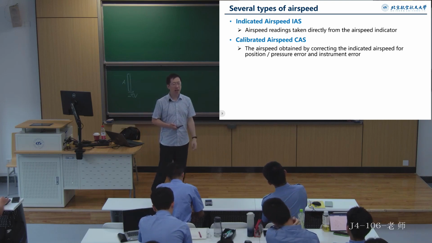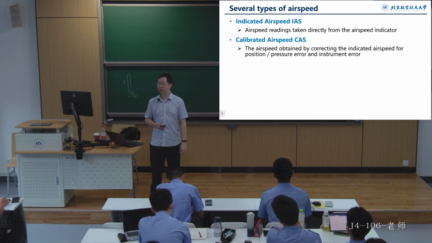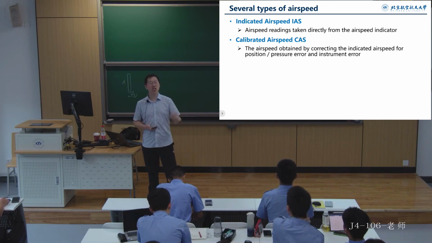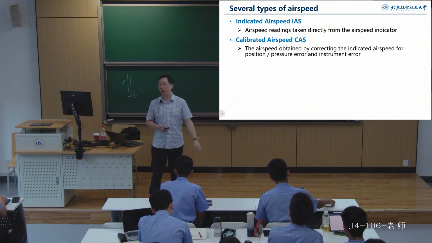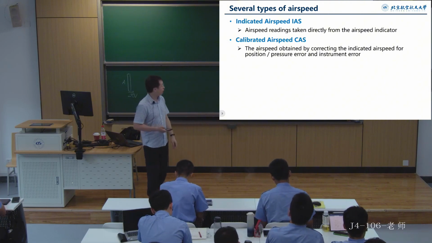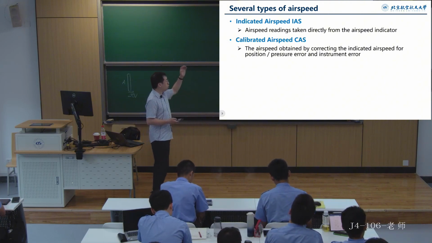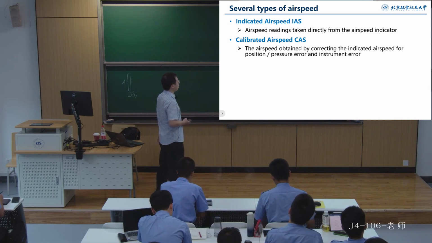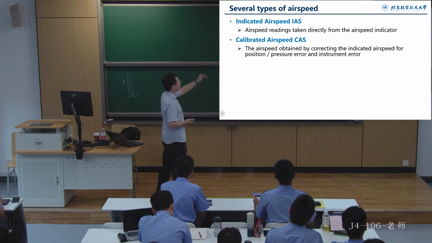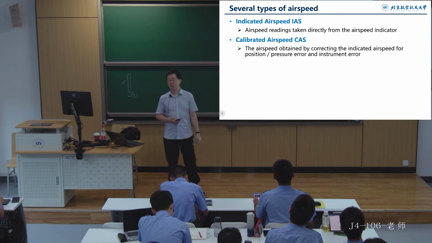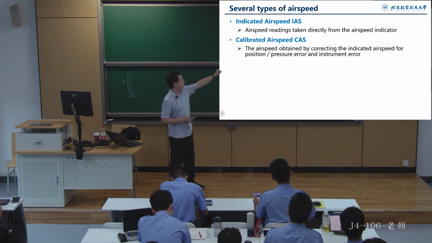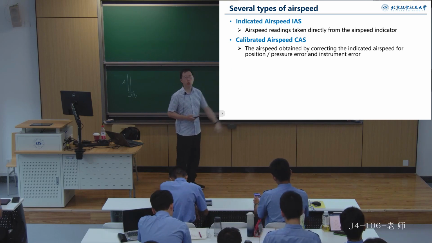Another one is, what other error? Right, position and pressure error, correct. So, if the measurement position is not ideal, what result does this cause? If we want to correct this, after adjusting for the position and pressure errors, we obtain this airspeed. At this point, we refer to this airspeed as calibrated airspeed.